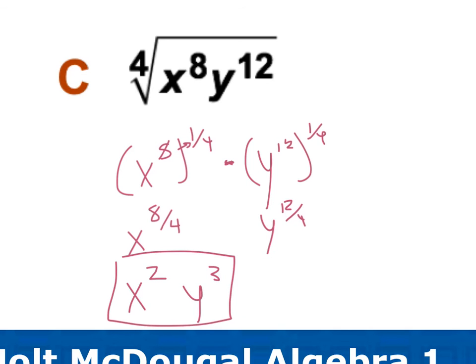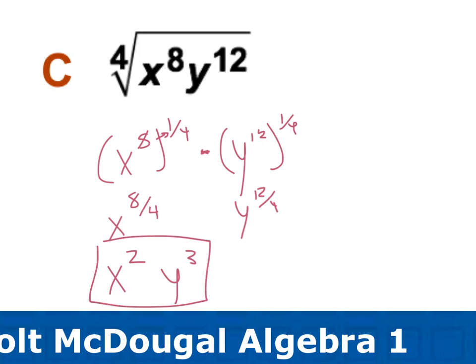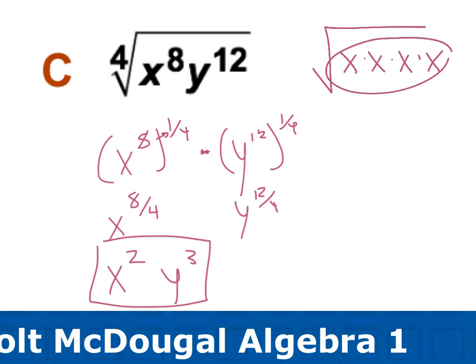So one way you could do it would be to write out all the x's, x times x times x times x 8 times, and then just circle the groups of 4's and take out however many groups of 4's you have. Or you could just divide the number you have on the inside by the index on the outside.